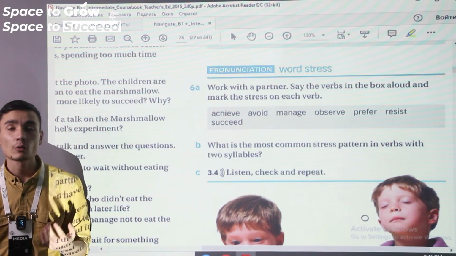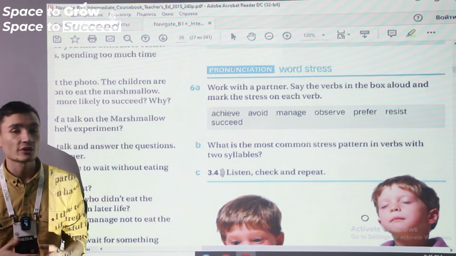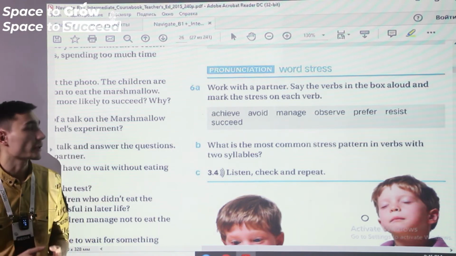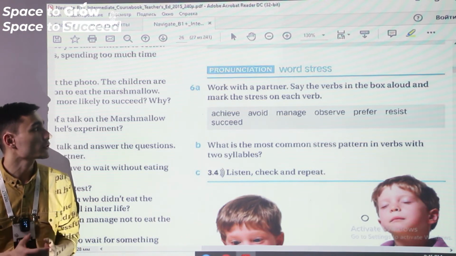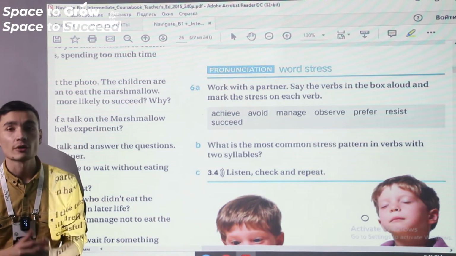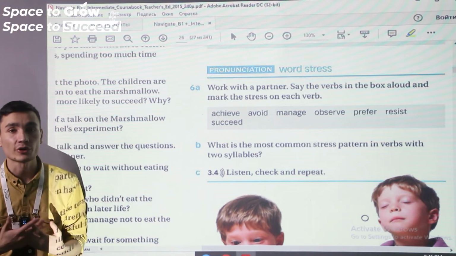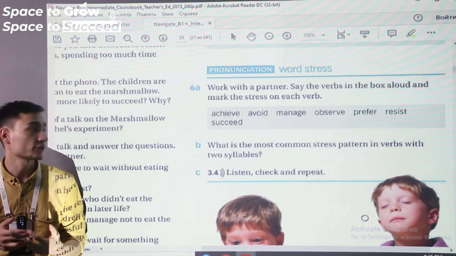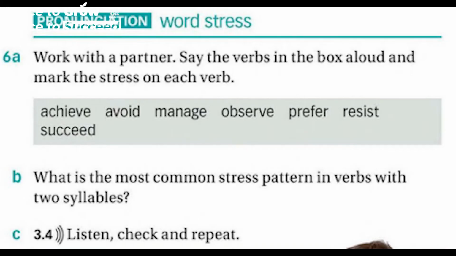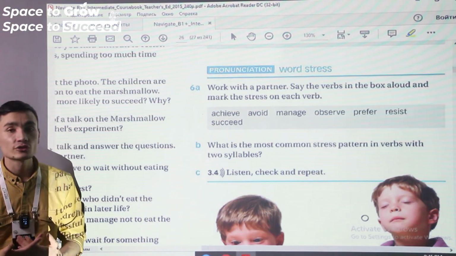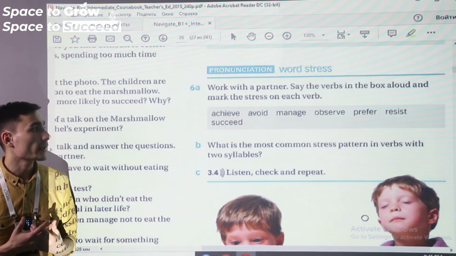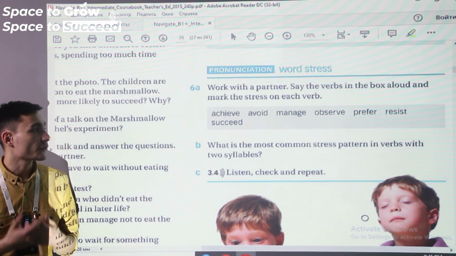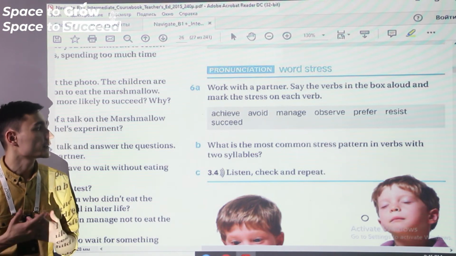Pronunciation, word stress. Now we have to try to improve our pronunciation and just see how words are stressed. Exercise 6a. Work with a partner, say the verbs in the box aloud and mark the stress on each verb. Pause the video and try to read the words in the correct way and to mark the stress there. As you see, here the words achieve, avoid, manage, observe, prefer, resist, succeed.